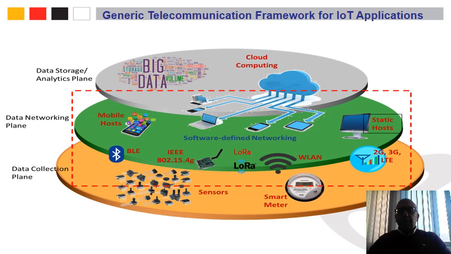So the framework for any given IoT system would include three layers or three planes. It starts with a data collection plane that has a multitude of different types of sensors that collect data for different applications. And you need to send this data wirelessly through a given wireless technology, and then the data networking plane will help you network the data or route the data until it reaches the data storage plane, where you'll be doing your cloud computing and your big data processing.